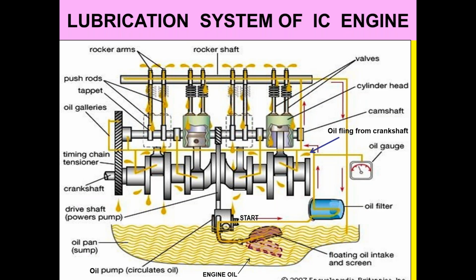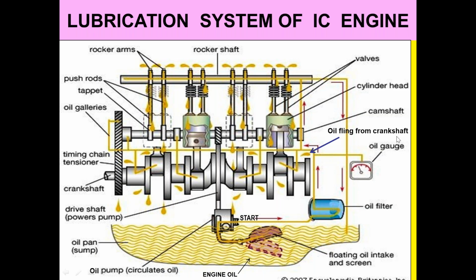Lubrication system of an IC engine. Here you see the sump full of engine oil, and then under pressure it circulates. This is the pump which circulates it under pressure. This is the lubricating oil, and starting from here it goes to the oil filter, then goes to the crankshaft, and from here it goes to the camshaft. From there it goes to the rocker shaft, and then it comes back.